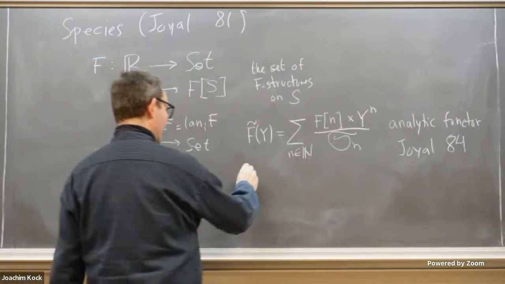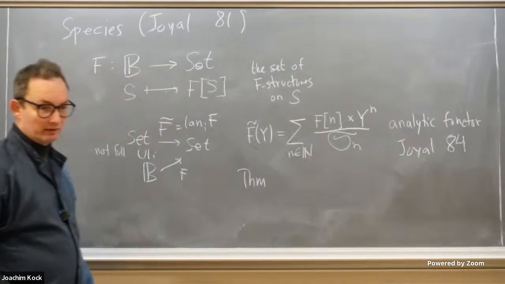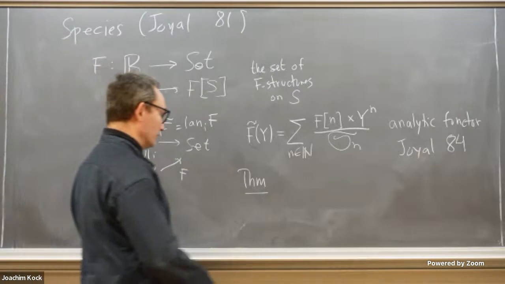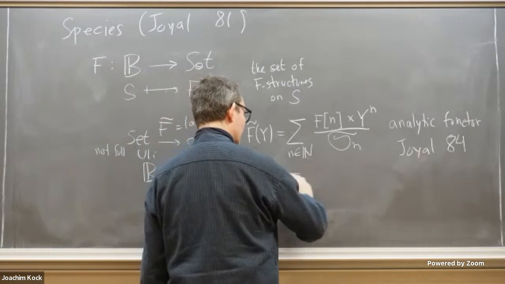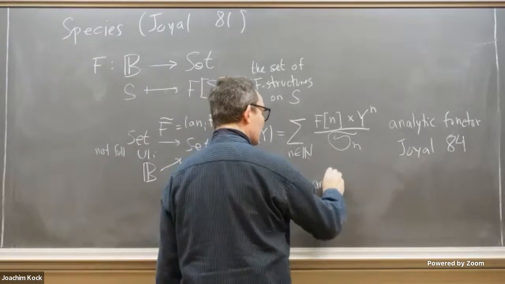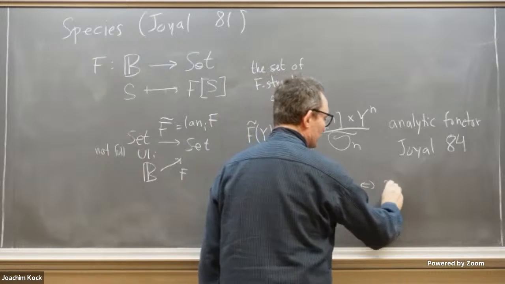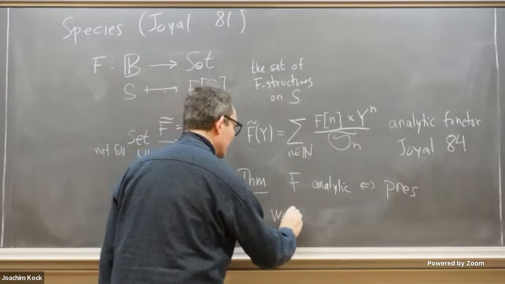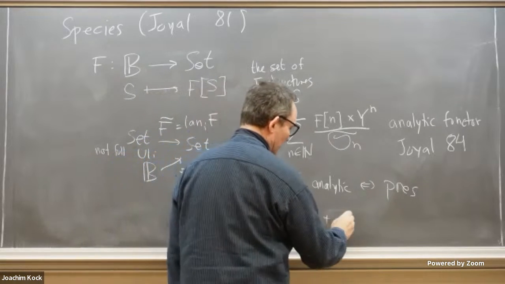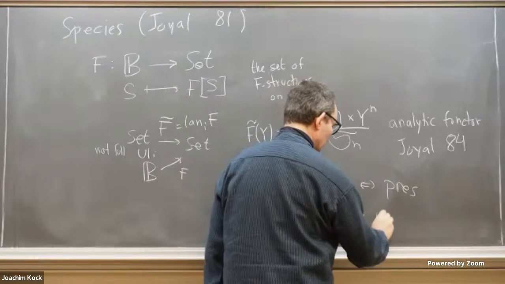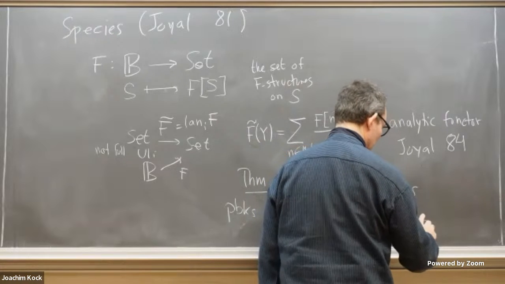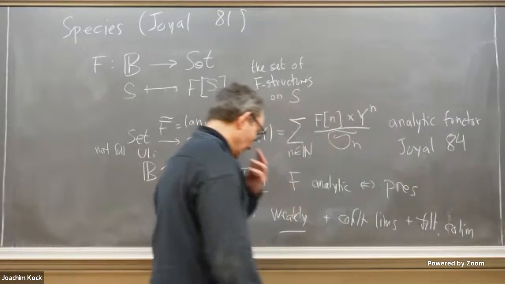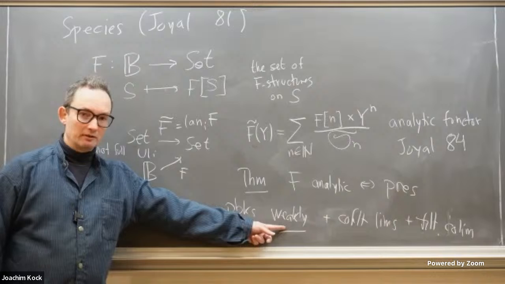So Joachim proved the following theorem, which you can recognize as very similar to Girard, Lamarche, Taylor, Carboni, Johnston, Weber, namely that F is analytic if and only if it preserves pullbacks weakly and co-filtered limits and filtered colimits. So the difference is in the word weakly here.